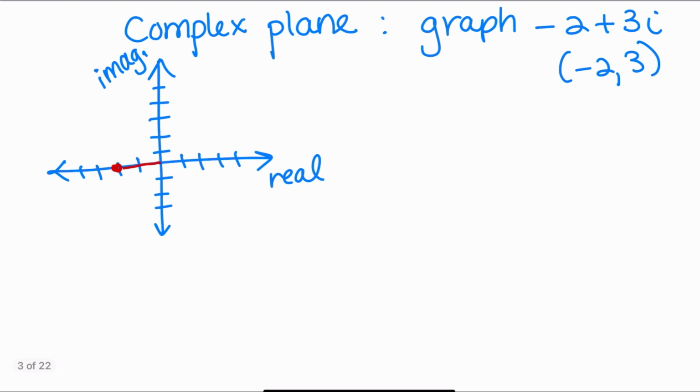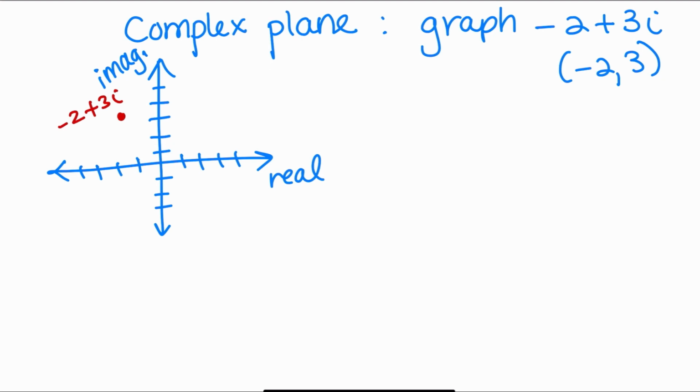So I would go to -2 on the real axis. And then on the imaginary axis, I'm going to go up to +3. So my final point is going to be right there. So that point represents the point -2 plus 3i. Graphing complex numbers on the complex plane is really not complex. It's not complicated. It's actually fairly easy.